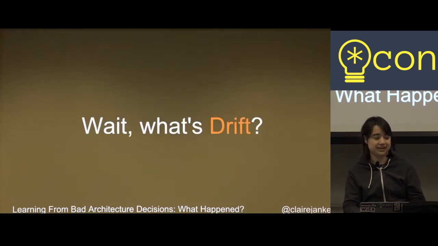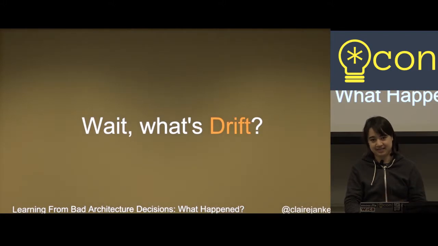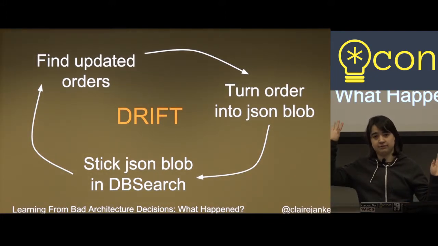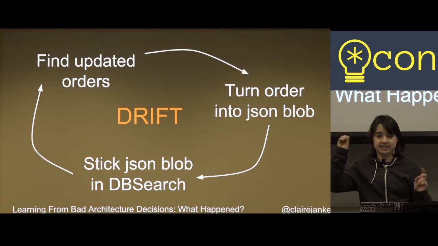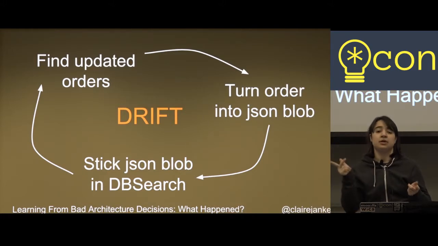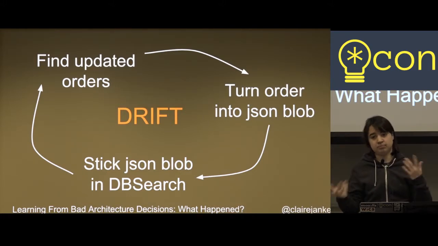So of course you're probably wondering, wait, what is Drift? That's a good question, because a lot of people at Etsy also do not know what Drift is, and I had no clue for a lot of this project. This is an internal tool that we built at Etsy. It's a loop that first finds orders that have been updated, takes that data, turns it into a JSON blob, and then sticks it into the table in DB search. And it just goes around and keeps doing this. So it seems pretty straightforward.